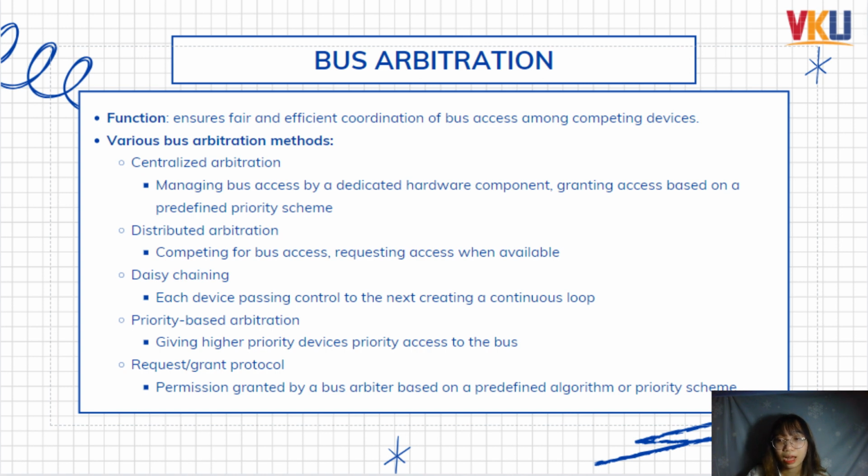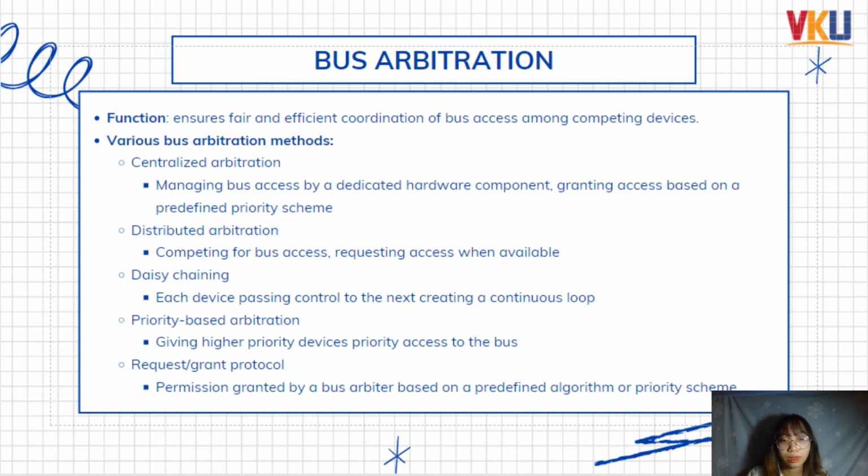The distributed arbitration involves devices competing for bus access using algorithms like round robin, random, or token-based schemes, with devices monitoring the bus status and requesting access when the bus is available.